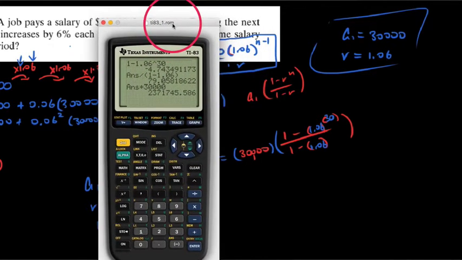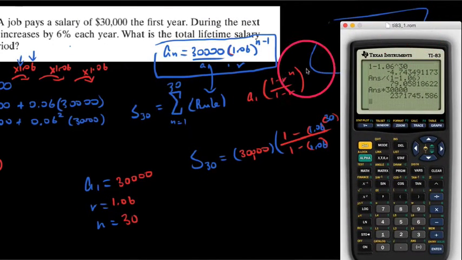I'm just going to leave this up on the screen. But basically this is the value that we get when we take the sum of the first 30 years, or your lifetime salary in dollars. Cheers.